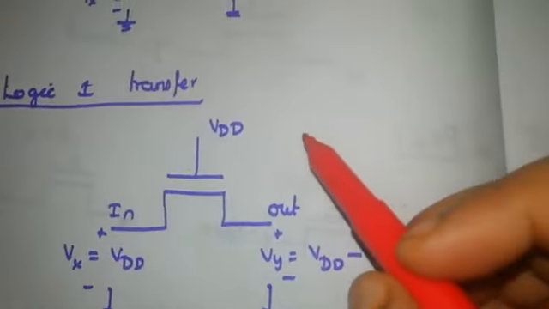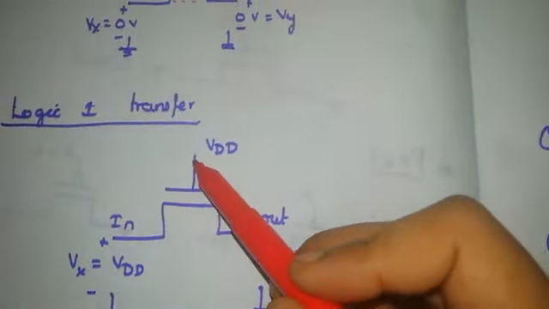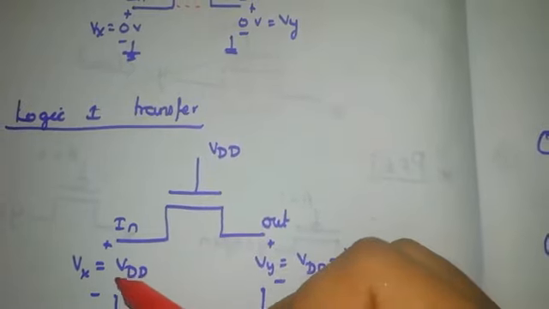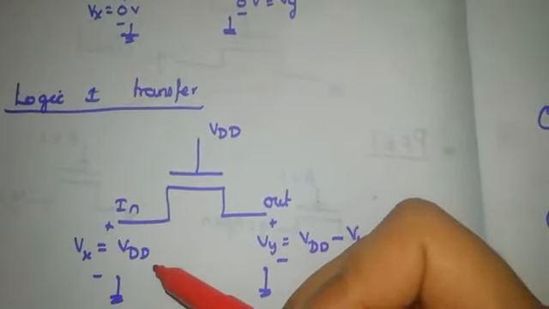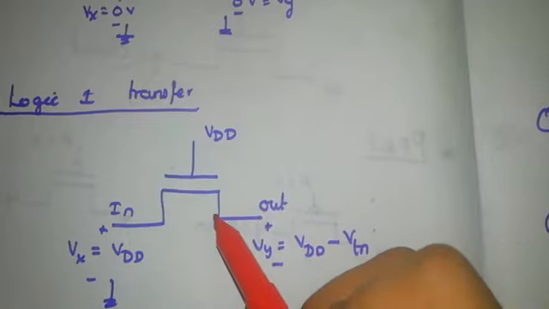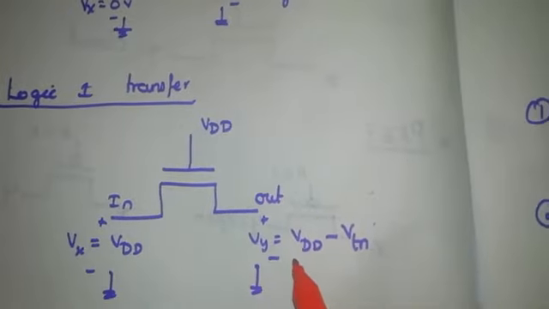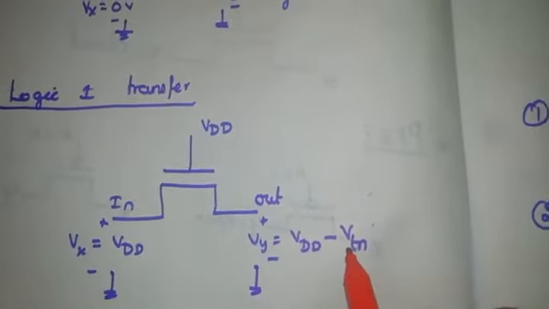Similarly, logic 1 transfer: when VDD is given to the input, the gate is also VDD, and the source is also VDD, so it turns on when it crosses the threshold voltage. So we will get the output as VDD minus threshold voltage.